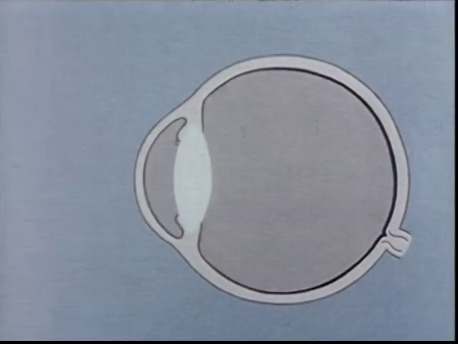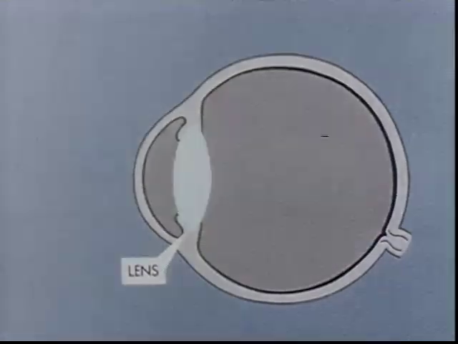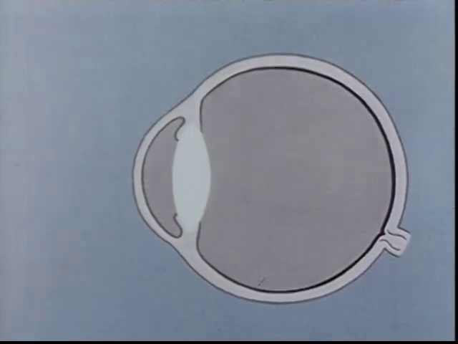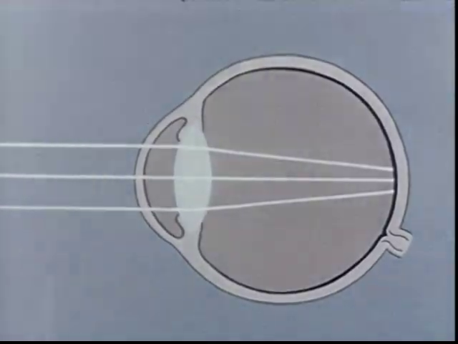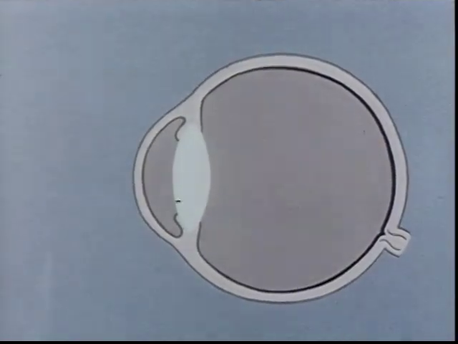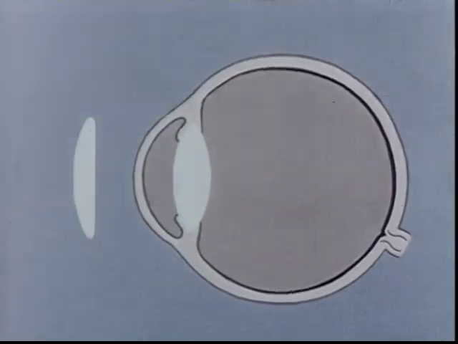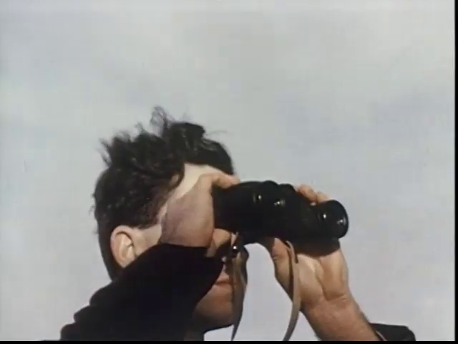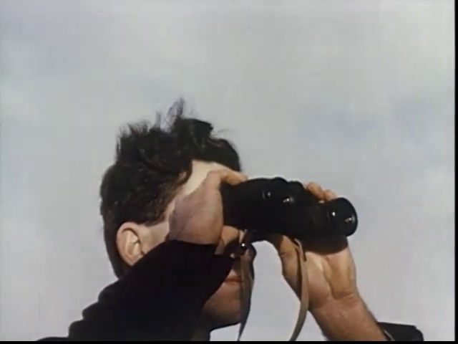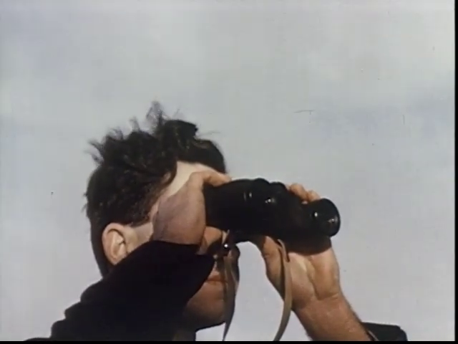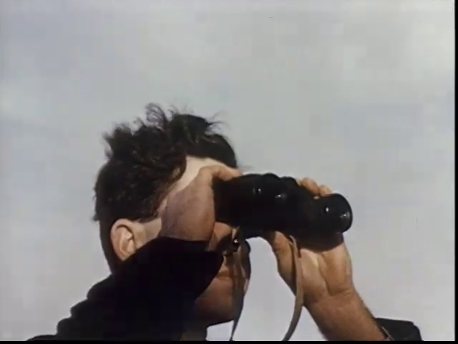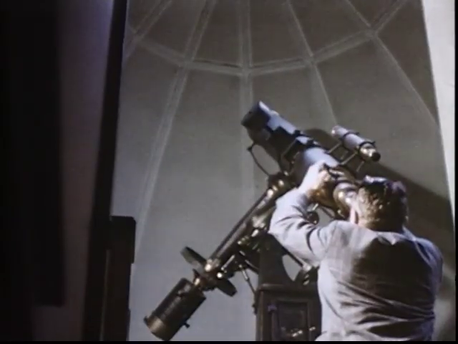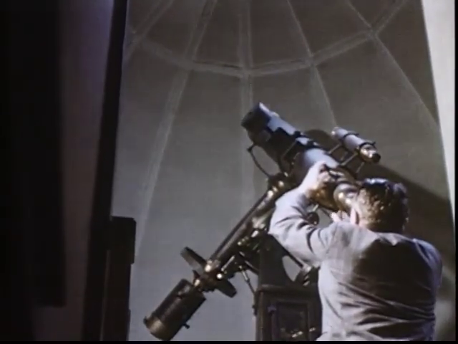Like a camera, the eye has a lens which focuses light rays on the retina. When a person's eyes are unable to focus clearly, his defect is corrected by eyeglasses, lenses which refract the light so the image is focused sharply. A pair of binoculars can be added to the eye's optical system to enable us to see distant objects clearly. A microscope does the same thing for small objects, while the observatory telescope enables us to look into outer space.